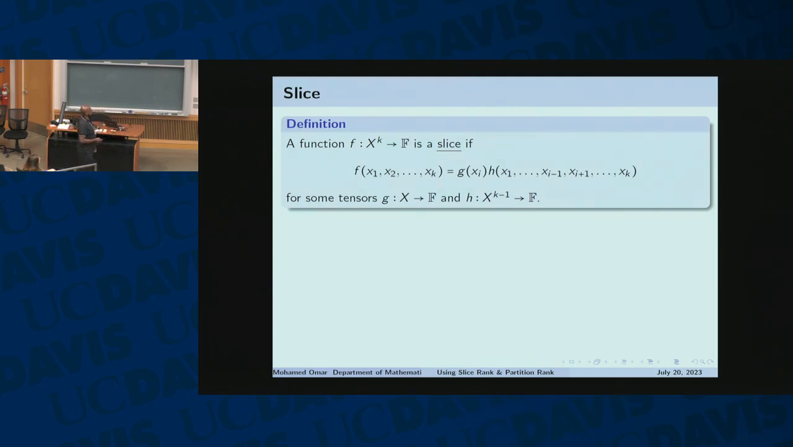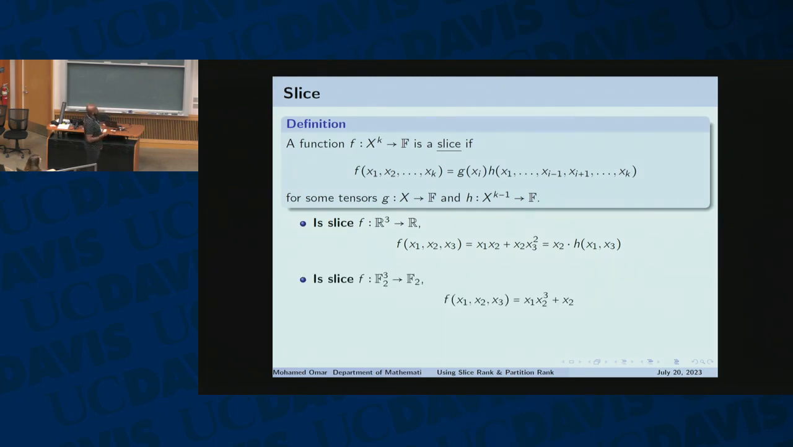So let's look at some examples. This is a very benign example. You have a function from R^3 to R. It looks like this. And, I don't know, algebra 1 or something, you factor out the x2, you notice it's a slice, right? But sometimes you have to think about this for a second to see that things are actually slices.